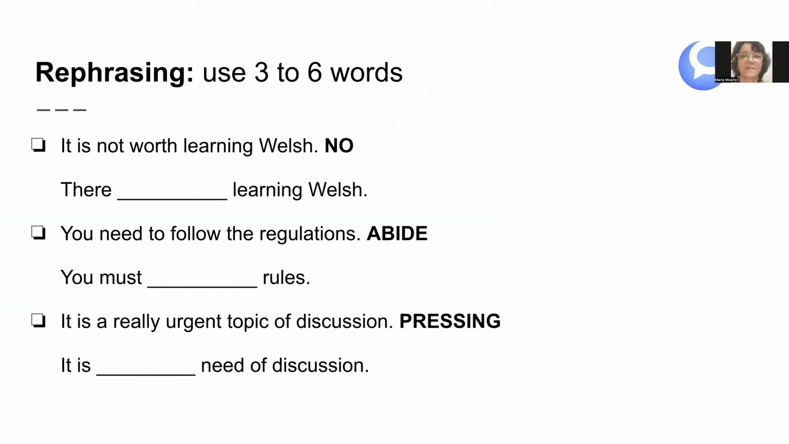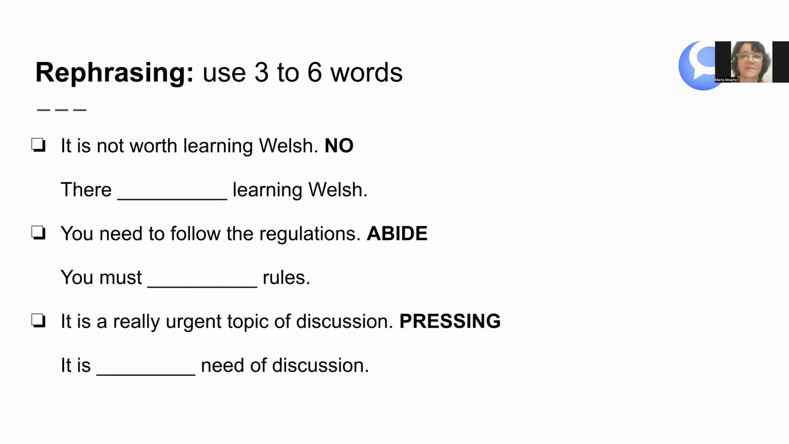So what do we have? It is not worth learning Welsh. Now, what you should do is look at the second phrase and think what is already included in the first phrase. So "it is" can be quite similar to "there", but it's not the same. However, learning Welsh and learning Welsh is exactly the same. You can delete learning Welsh because it's not necessary. You need to think of a synonym with "it is not worth" using "there". Which synonym could we use?